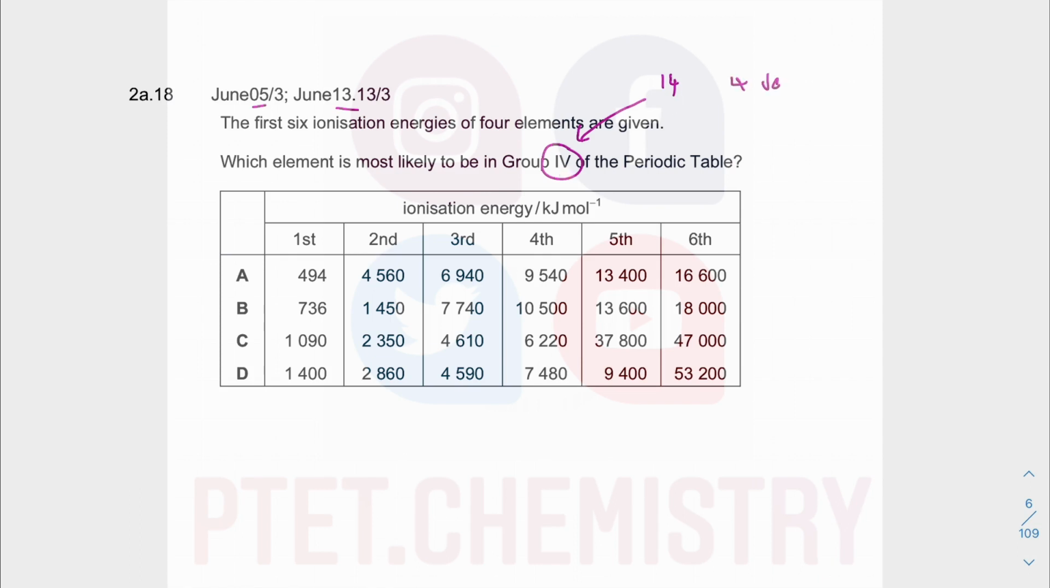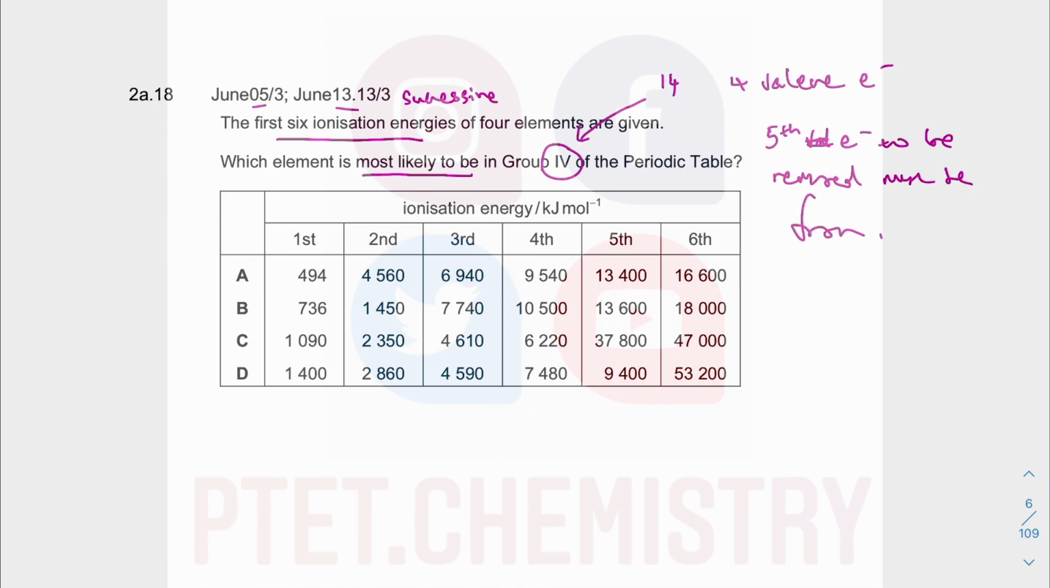It's got 4 valence electrons. That means 4 outermost shell electrons, and these are successive ionization energies. So the first electron being removed, second being removed, and so on and so on. Because you have 4 outer shell electrons, that means your fifth electron to be removed must be from an inner shell.